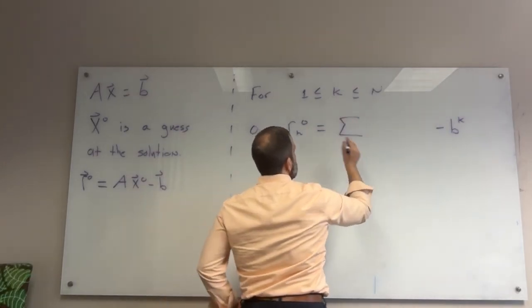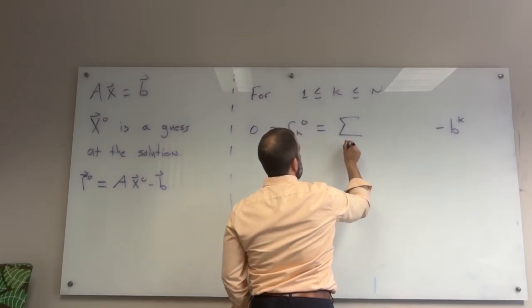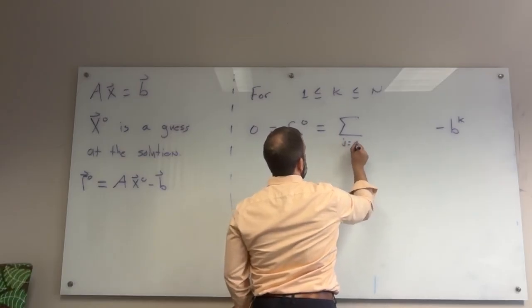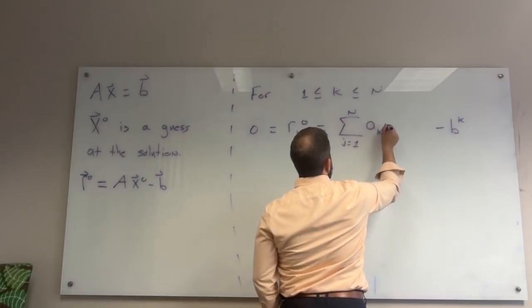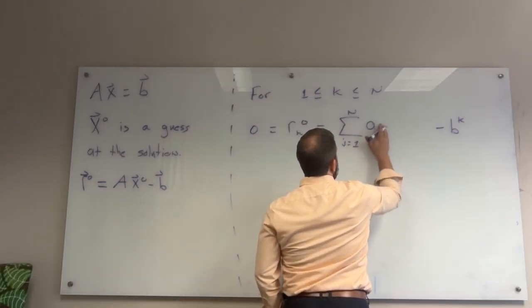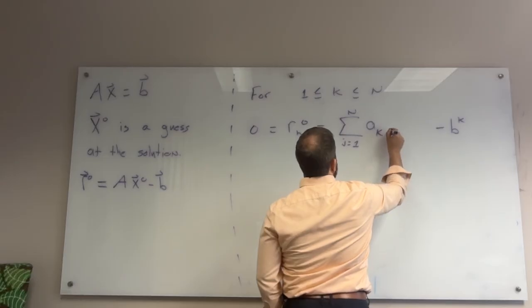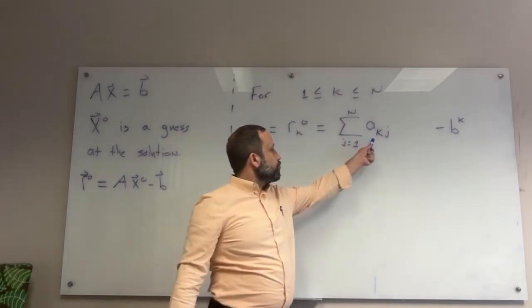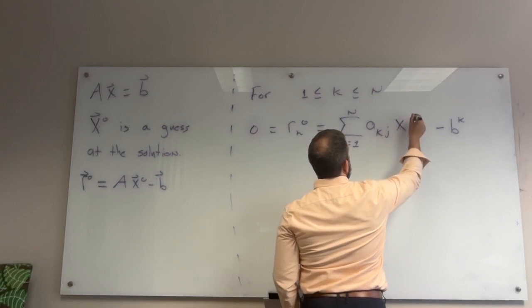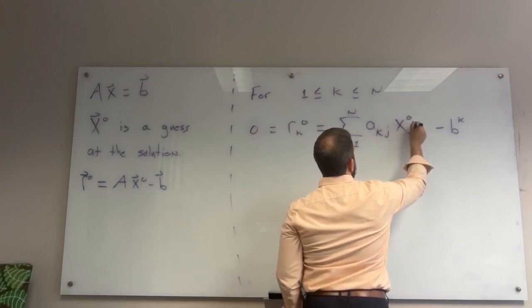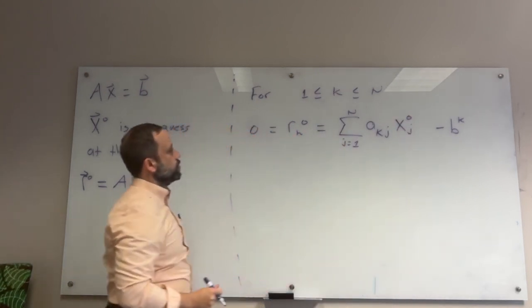So I'm going to have the sum, let's say j equals 1 to n of a_kj. So it's the kth row, the columns are changing, times x_j0 like that. So I want this to be true.